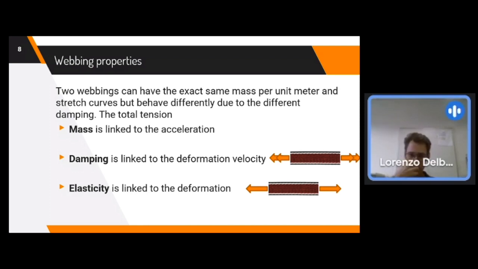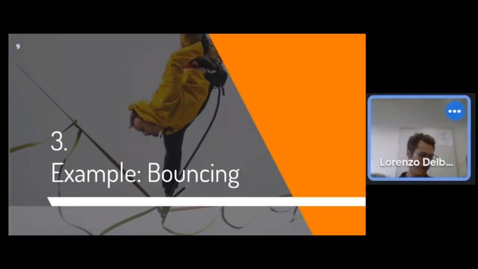And for the last thing, before I give the continuation of the presentation to Joshua, an example is bouncing. Someone bouncing on a line. When someone bounces on the line, we saw that the three parameters that are really important are the mass of the slackline, its elasticity, and its damping.